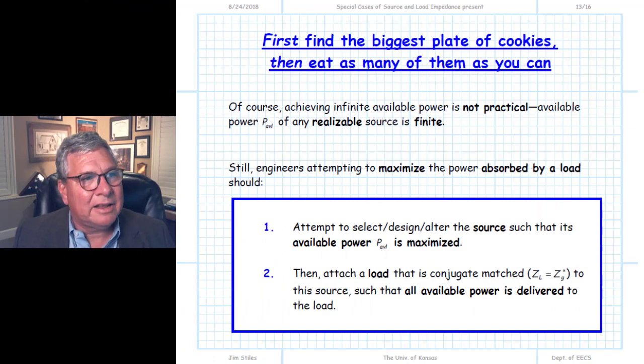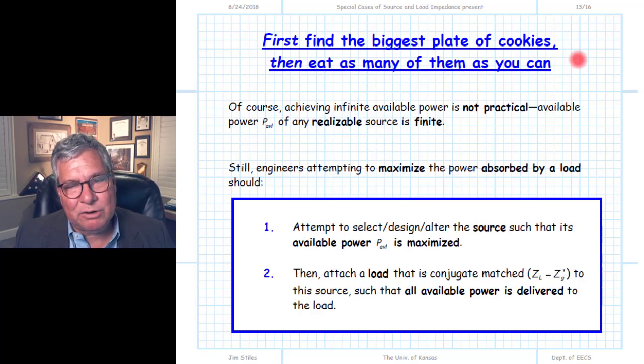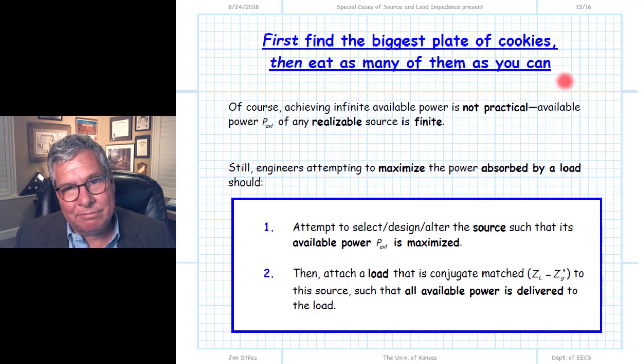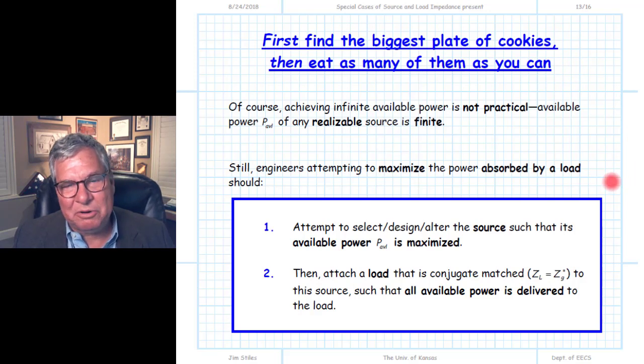The analogy I always give is, if you like cookies and want to eat as many cookies as possible, there are two things that you need to do if you go to a party with cookies. First of all, you find the biggest plate of cookies you possibly can, and then you eat as many of them as you can. If you find a plate of cookies that doesn't have many, you can eat all of them and still be hungry. Ultimately, you're trying to get as many cookies as possible. And that's analogous, again, to what we're trying to do in engineering here.